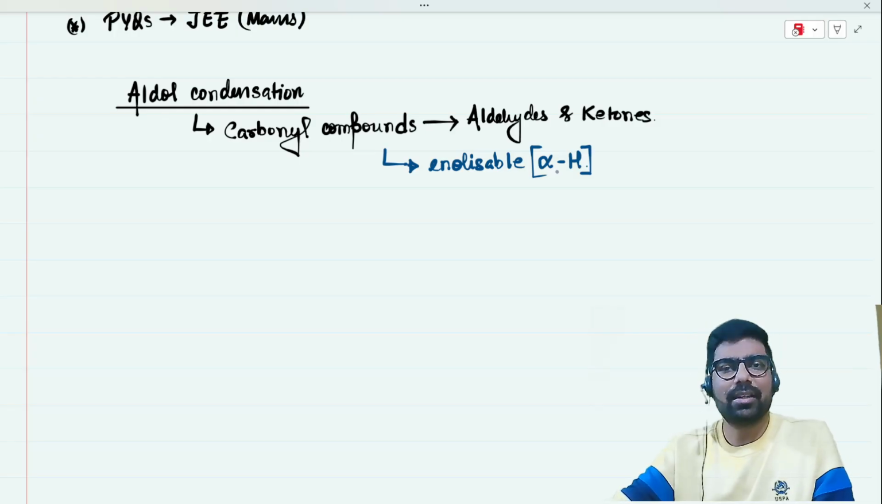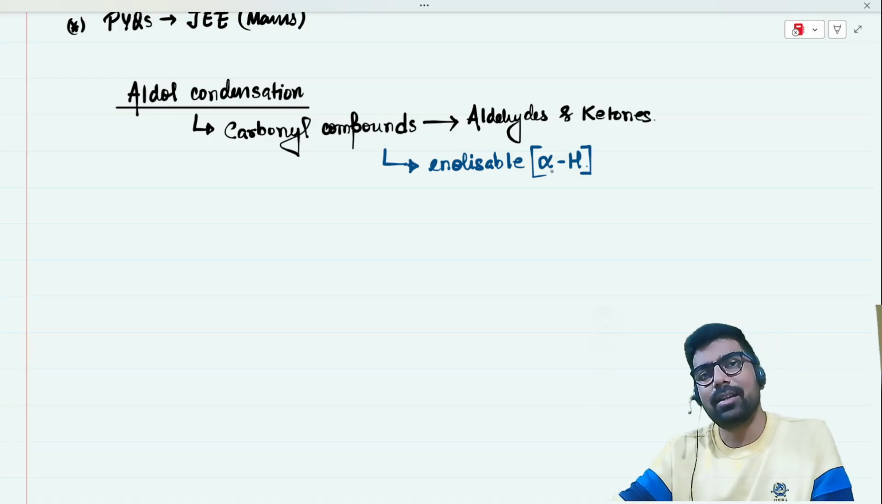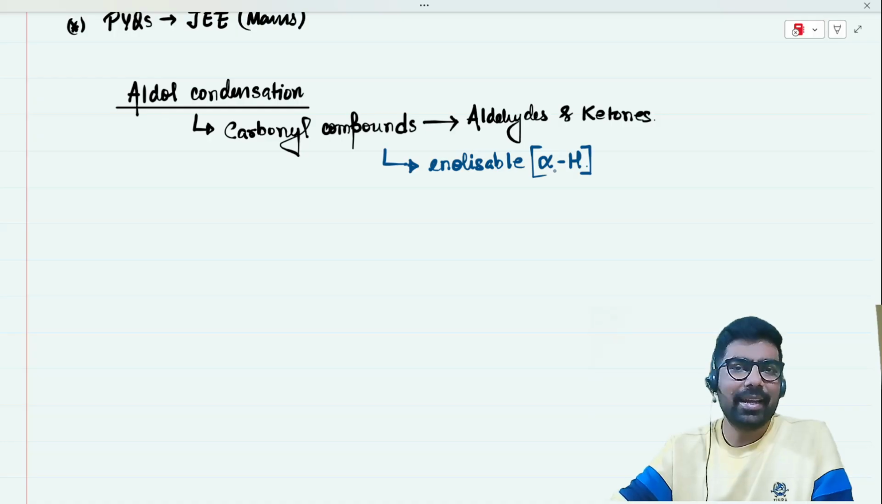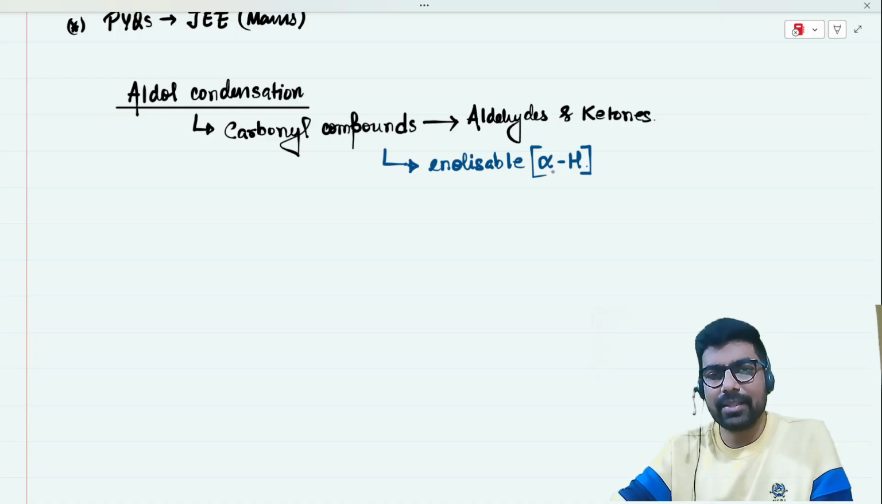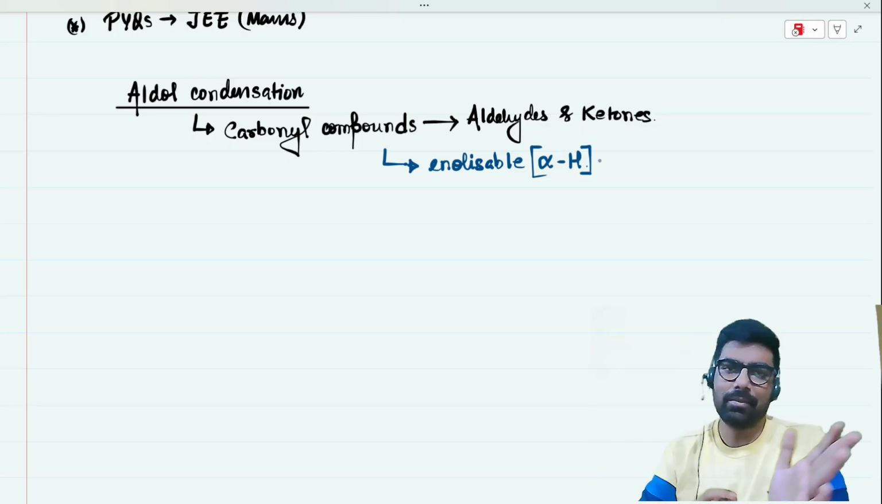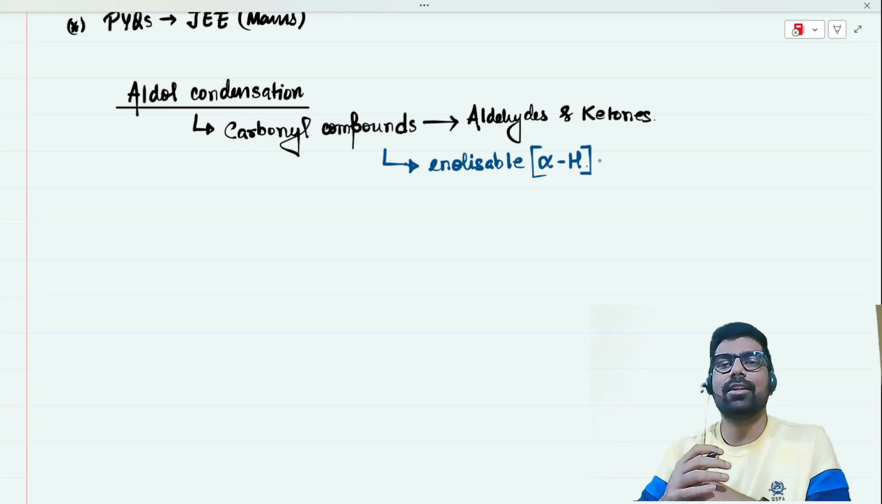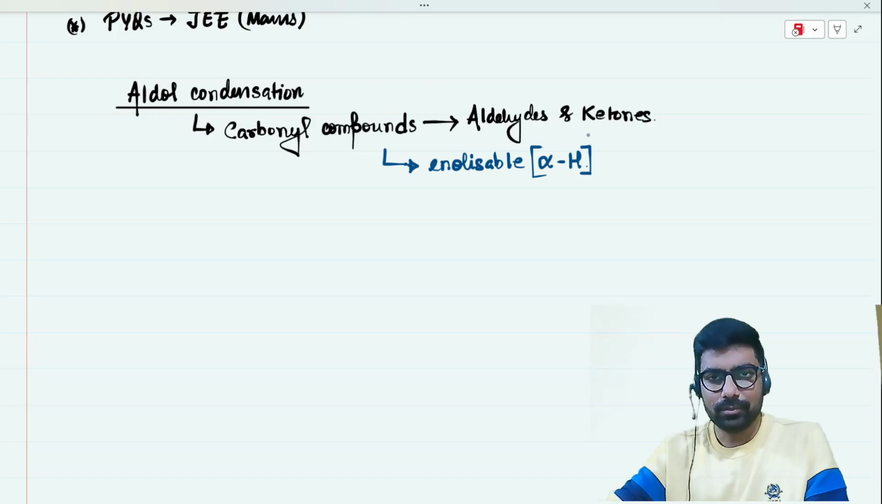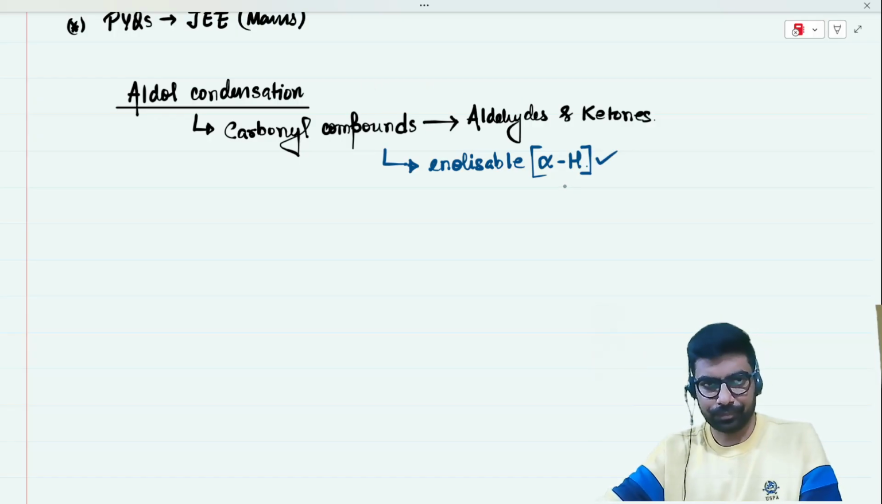Why enolizable? There are some exceptions, which we will do at a later part in some other video, where there are alpha hydrogens but still the molecule does not undergo aldol condensation. But those are exceptions and have rarely come in the exam. So if the carbonyl compound has the enolizable alpha hydrogen, then it will undergo aldol condensation.